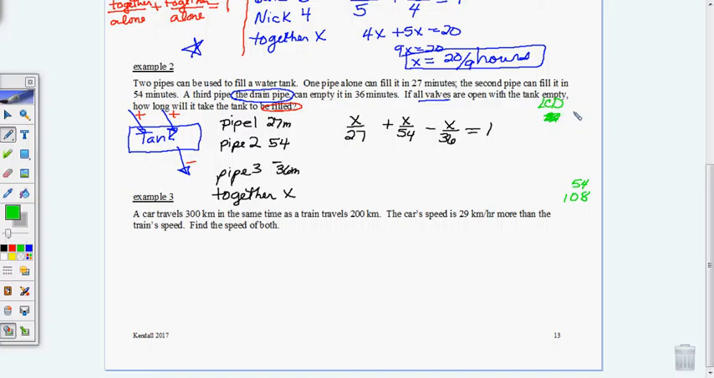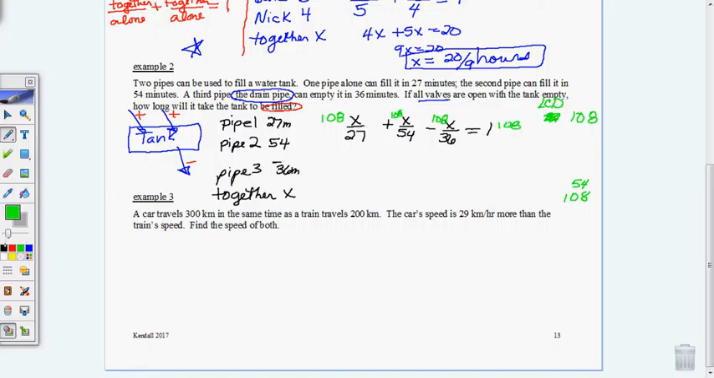Guess what? My LCD is 108. Excuse me, you guys know how I get my sneezies going. So I'm doing 108, 108, 108, and achoo! Oh, achoo! I hope I'm done.